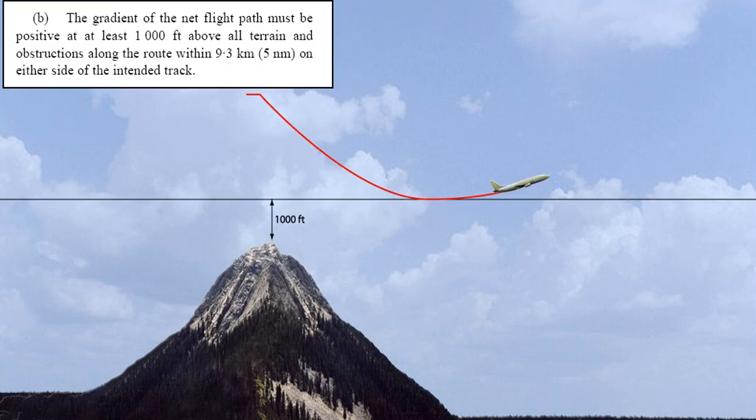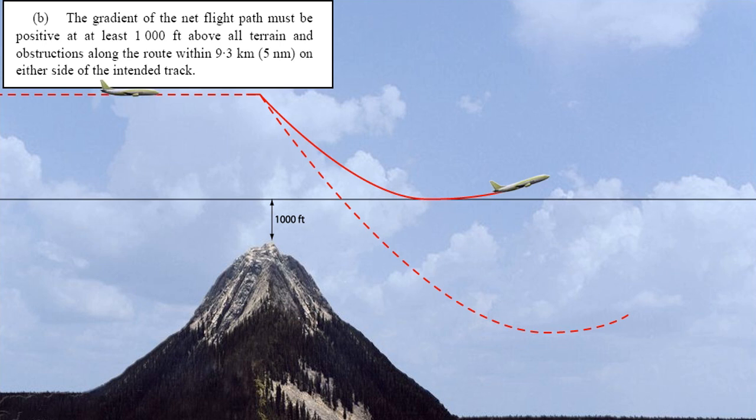JAROPS 1 details the regulations for en route obstacle clearance. It states that the gradient of the net flight path must be positive at least 1,000 feet above all terrain and obstructions along the route within 5 nautical miles on either side of the intended track. This regulation is essentially saying that the aeroplane must be able to demonstrate it can level off and achieve a positive climb at 1,000 feet above all obstacles along the route. This may be very difficult to achieve if there is a very high mountain around.